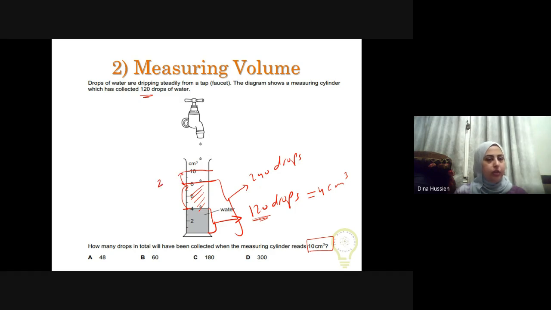It's only 2 centimeter cube. So this 2 is half of the 4, so I will put half of the value that was here. I had 120, half of it is 60. So it means that 2 centimeter cube will be equivalent to 60 drops. So the overall up to 10 will be 240 plus the 60 at the 10 here, so the overall will be 300 drops.